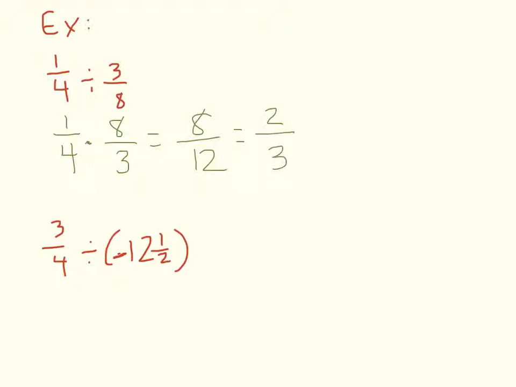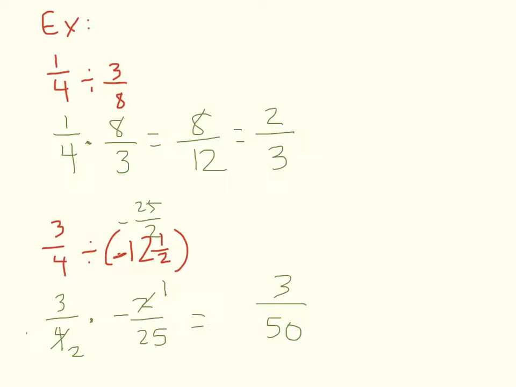All right, the second one, I'm dividing 3/4 by -12.5. The first thing I need to do is rewrite the -12.5 as -25/2. And now I can keep, flip, and change. Now I'm ready to multiply. I'm going to cross simplify here. I have a 2 and a 4, so I get a 1 and a 2. Nothing else to simplify, so I get 3 over 50. Because I had a positive times a negative, my answer is -3/50.